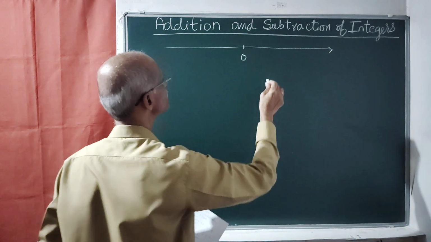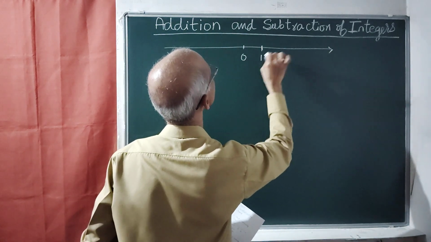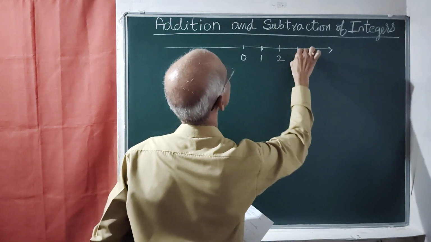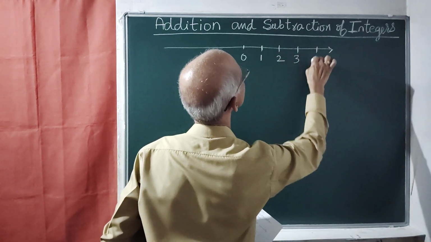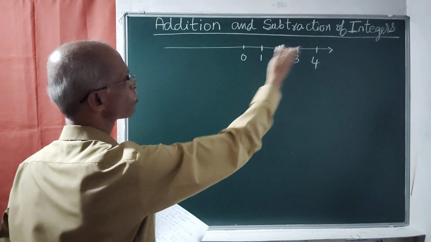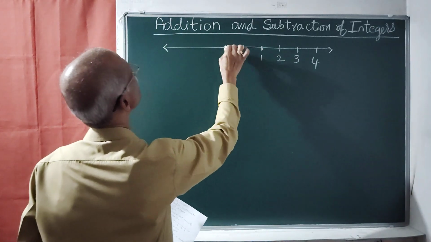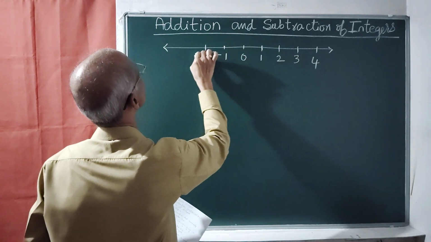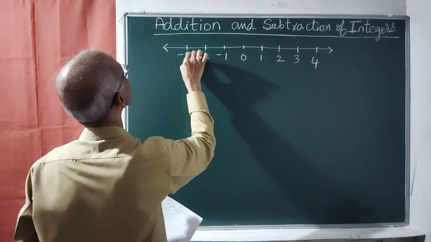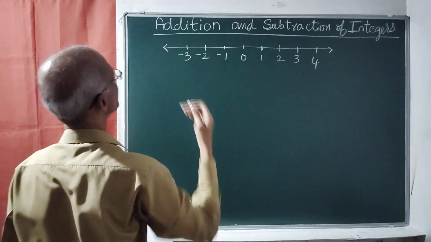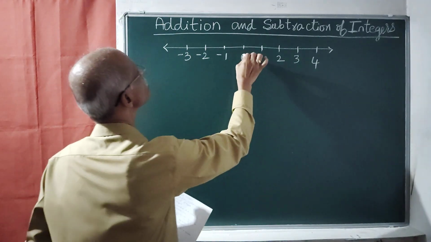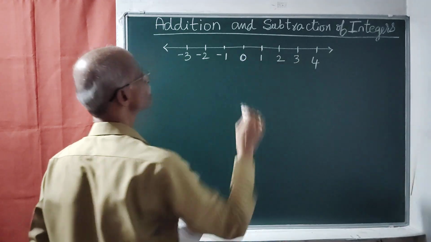On the right side, we have got +1, +2, +3 and it goes on. On the left side, we have got -1, -2, -3 and it goes on towards the left side. 0 is in the middle.